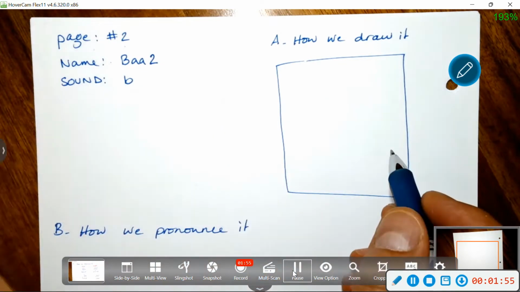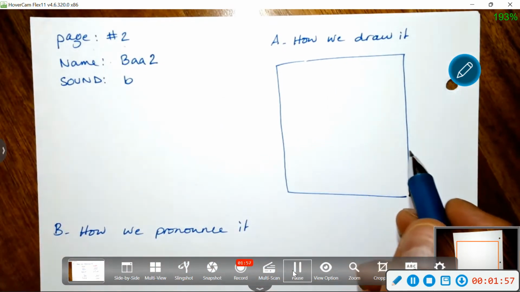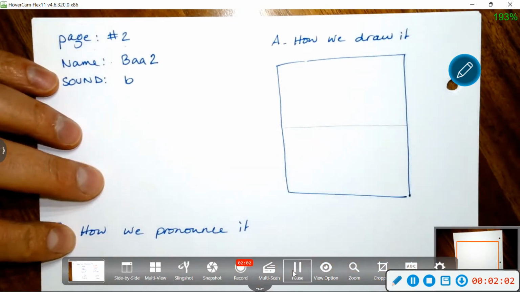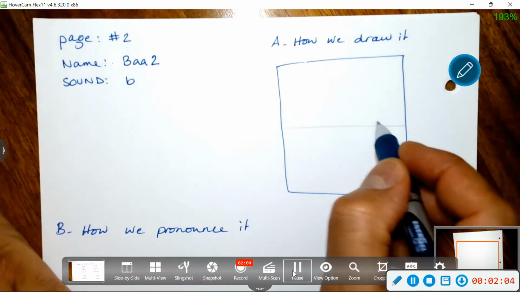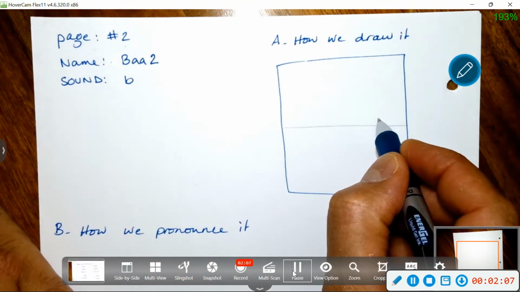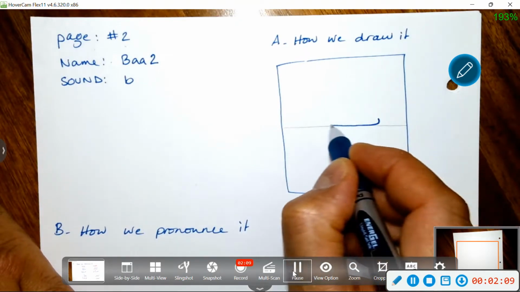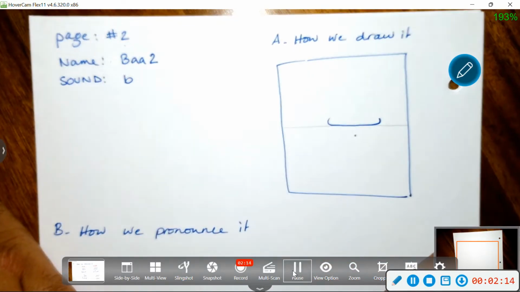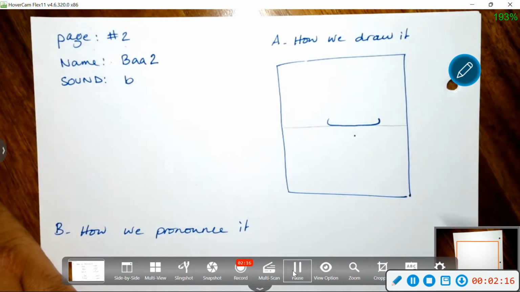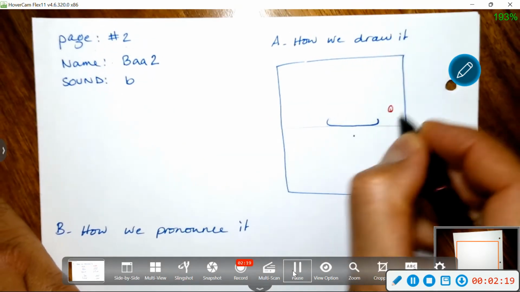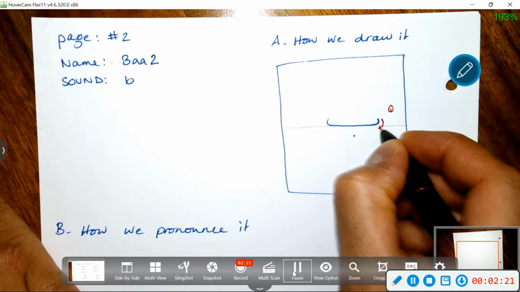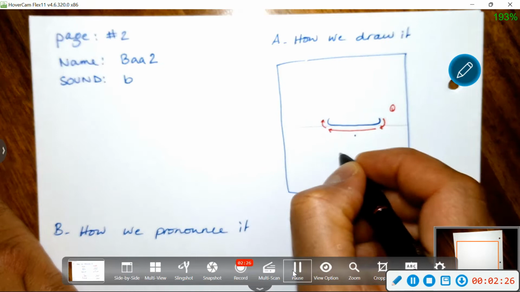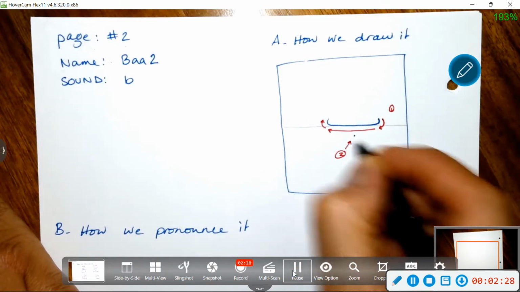Now, how to draw the letter? Here we write the line, and the letter Ba starts a little bit over the line, goes all the way, and closes like that. So we start from here, the first stroke, we go down, keep going all the way up a little bit, and stroke number 2 is the dot.